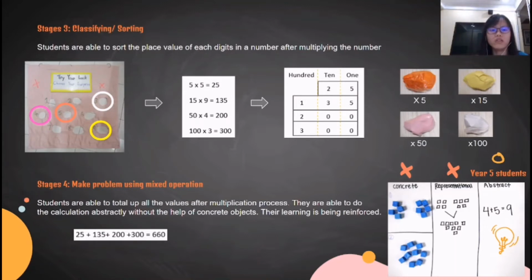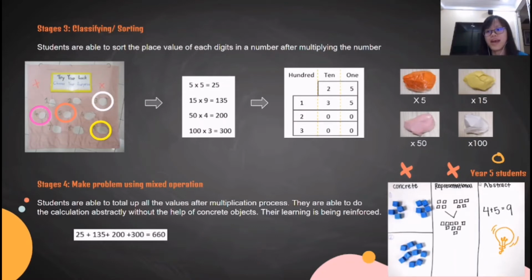And in stage 4, students are able to make the problem using the mixed operation. Students are able to total up the values of the multiplication process. They are able to do the calculation abstractly without the help of the concrete object. Their learning is being reinforced.